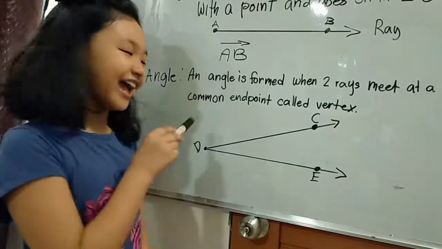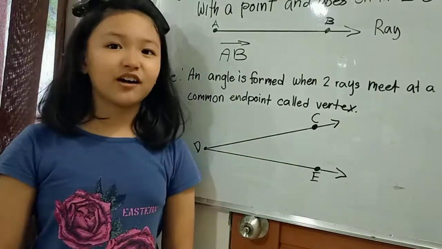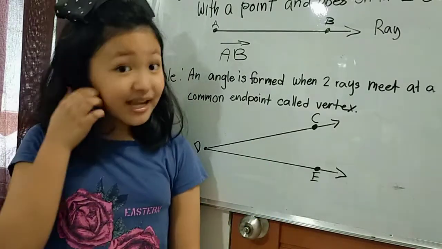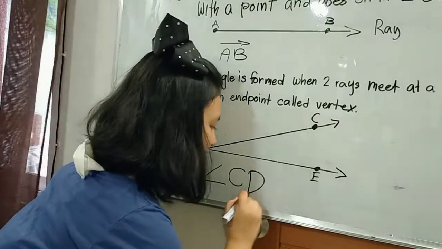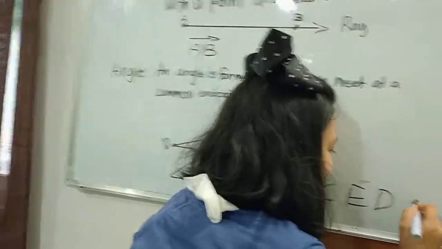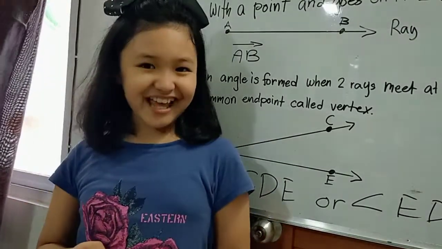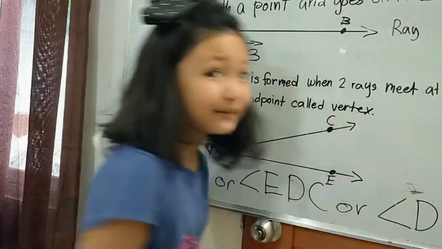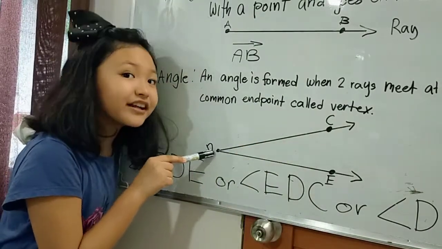Now let's go back to angles. This figure shows an angle. This is called angle CDE or angle EDC. In symbol, we write angle CDE or angle EDC. We use this symbol to represent an angle. We can also call this angle simply angle D because it is the common endpoint of this angle, which is called the vertex.